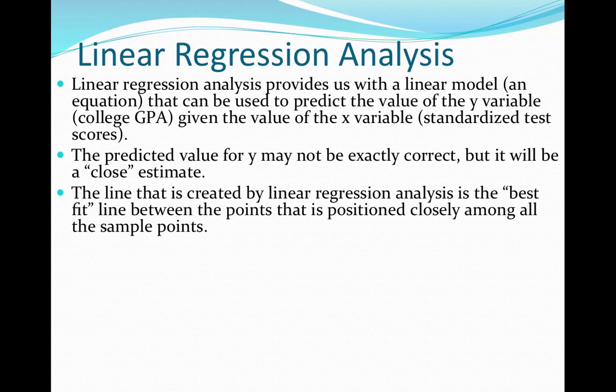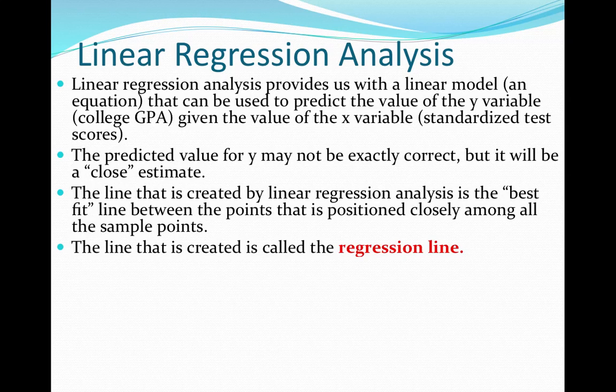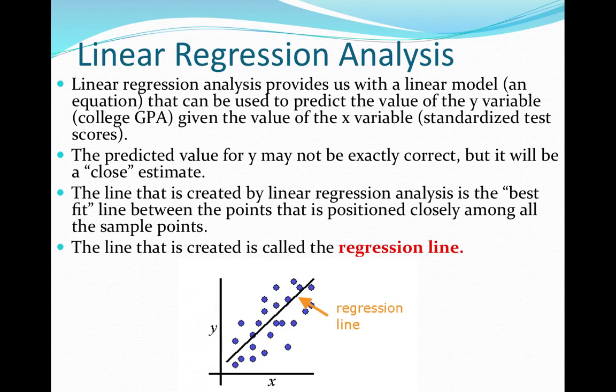The line that is created by linear regression analysis is called the best fit line. It is positioned closely among all the sample points, and this is called the regression line. So here's an example of a scatter diagram, blue dots, and a regression line is positioned among the points so that the line falls in between the points. You'll have some points above the line and some points below the line, and the line is positioned perfectly between the average of the points.